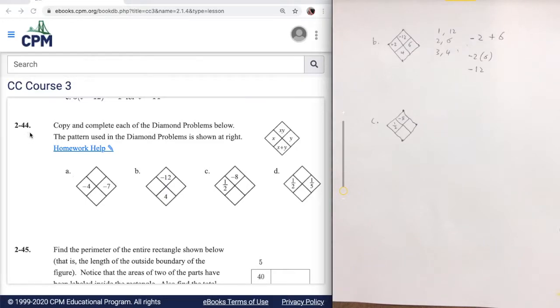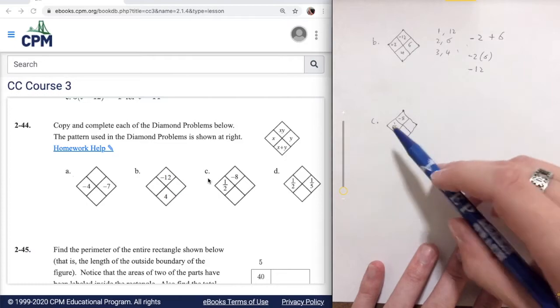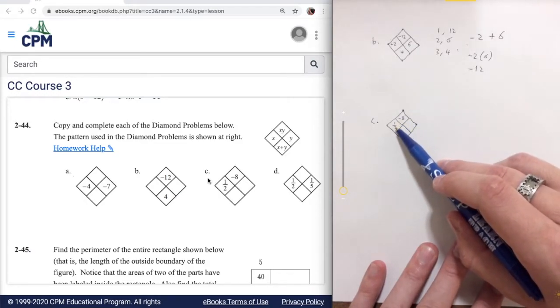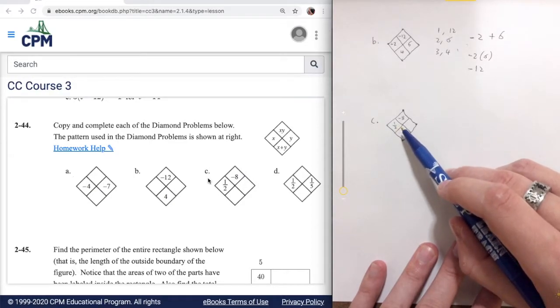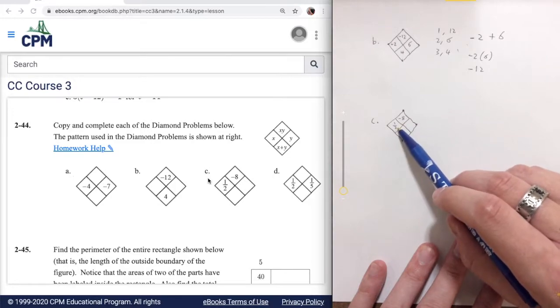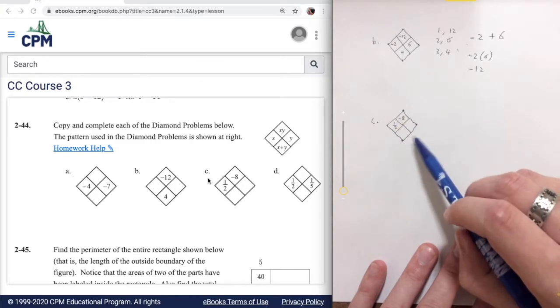Problem 2-44, we're going to be continuing from last time, starting with part C, doing the diamond problems. So I've already copied it out. We have a -8 up top and a 1/2 over here. So we want a number here that when multiplied by this 1/2 will give us -8.